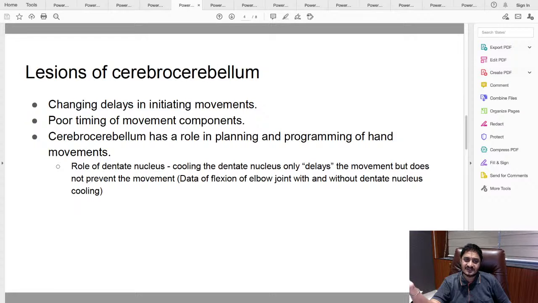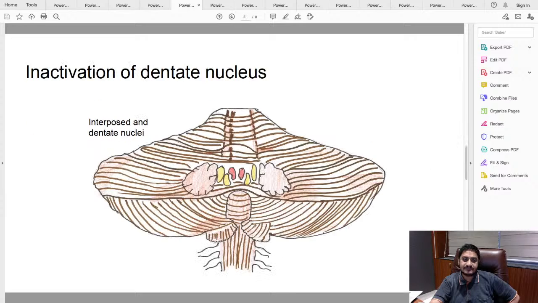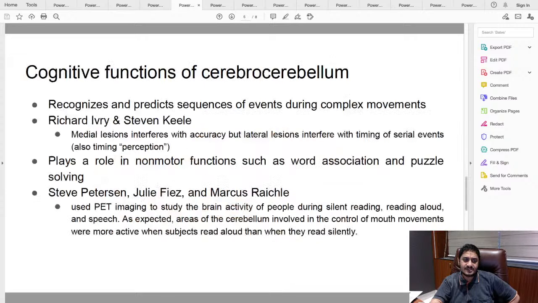We call these manifestations ataxia. Remember, a long time ago in one of the earliest classes, we discussed the fundamental aspects of cerebellar lesions: ataxia, astasia, abasia, and so on and so forth. One critical manifestation is ataxia, right? So inactivation of the dentate nucleus causes this.